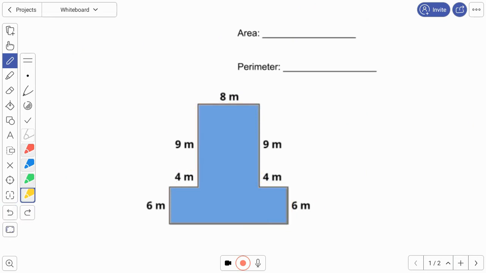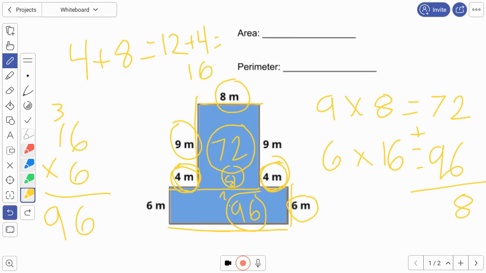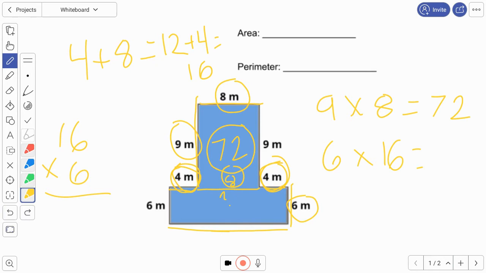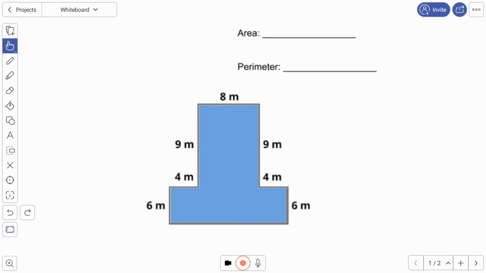All right, so now I'm going to do a bunch of erasing. There we go. Let's get it all to erase there. And now we're going to take a look at a second way that we can do this. Okay, so I broke it apart with one line. Another way I could do it is break it apart into 3 little rectangles.